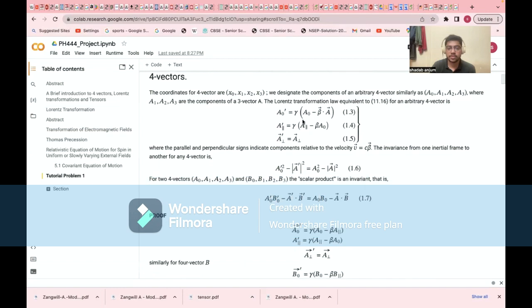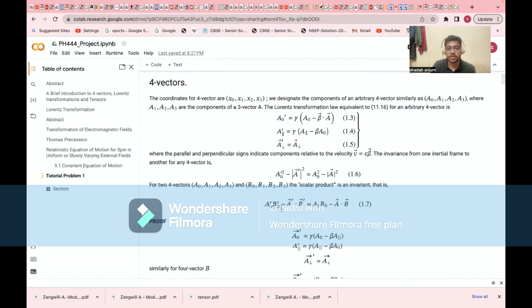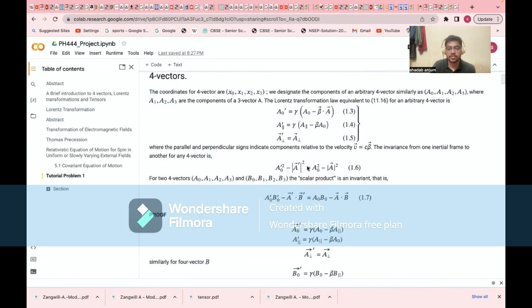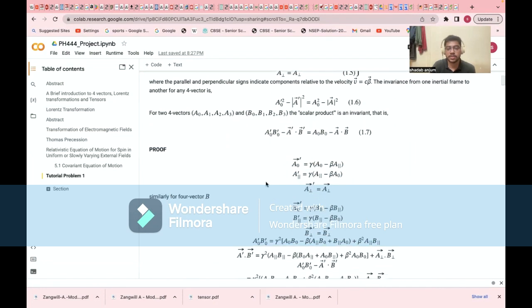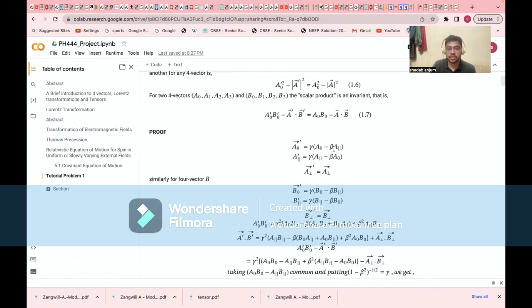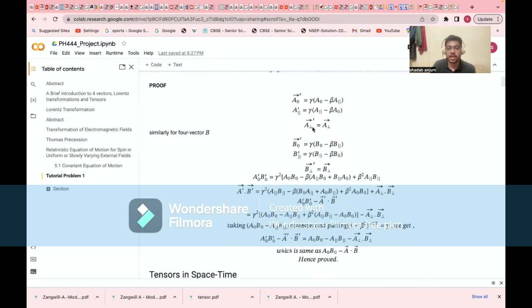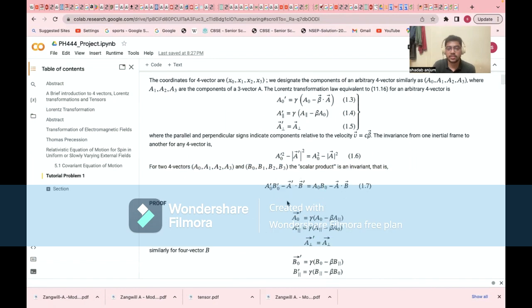So there is a quantity that is always conserved for a four vector. Here it's ds squared, which is s squared, you can say ct squared minus the sum of the squares of all the coordinates. Similarly, for four vectors, we have this quantity as a conserved quantity, and the proof is given like this. A naught prime, since it is a four vector, transforms like this. B transforms like this.